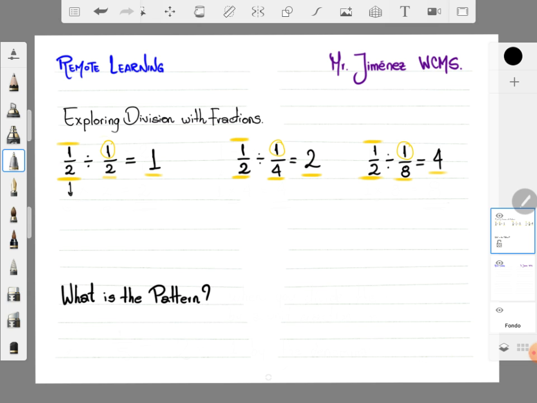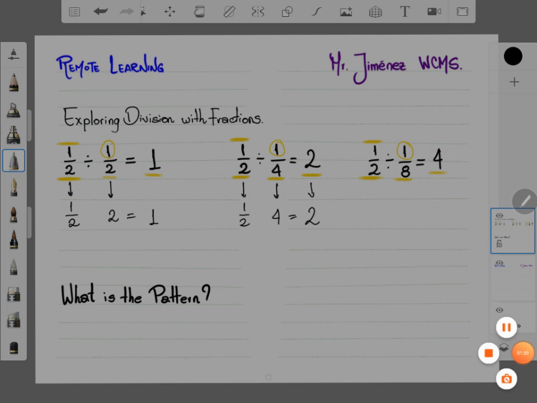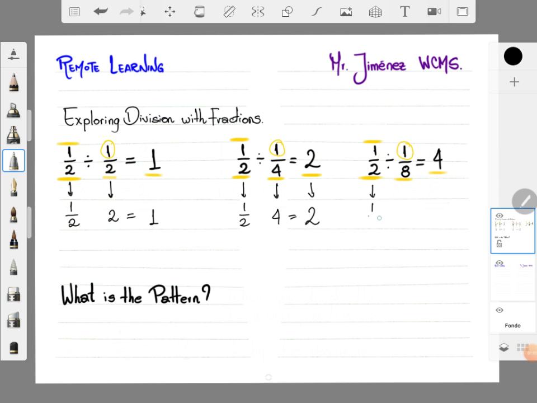I'm going to write the fraction 1/2, the denominator, the number 2, and the answer, the number 1. One more time, the fraction 1/2, the denominator, the number 4, and the whole number or the answer, the number 2. One more time, 1/2, 8, and the number 4. Remember, this is one fraction and unit fractions. So take your time in order to identify what kind of operations you can do.